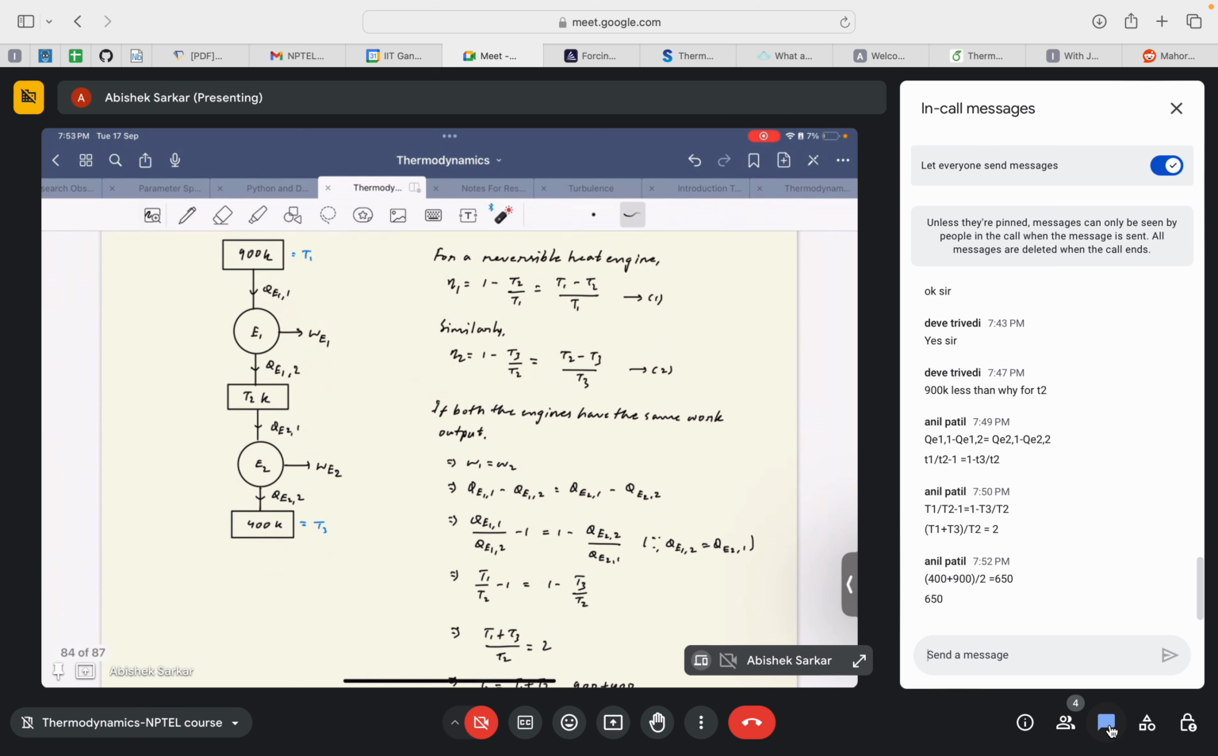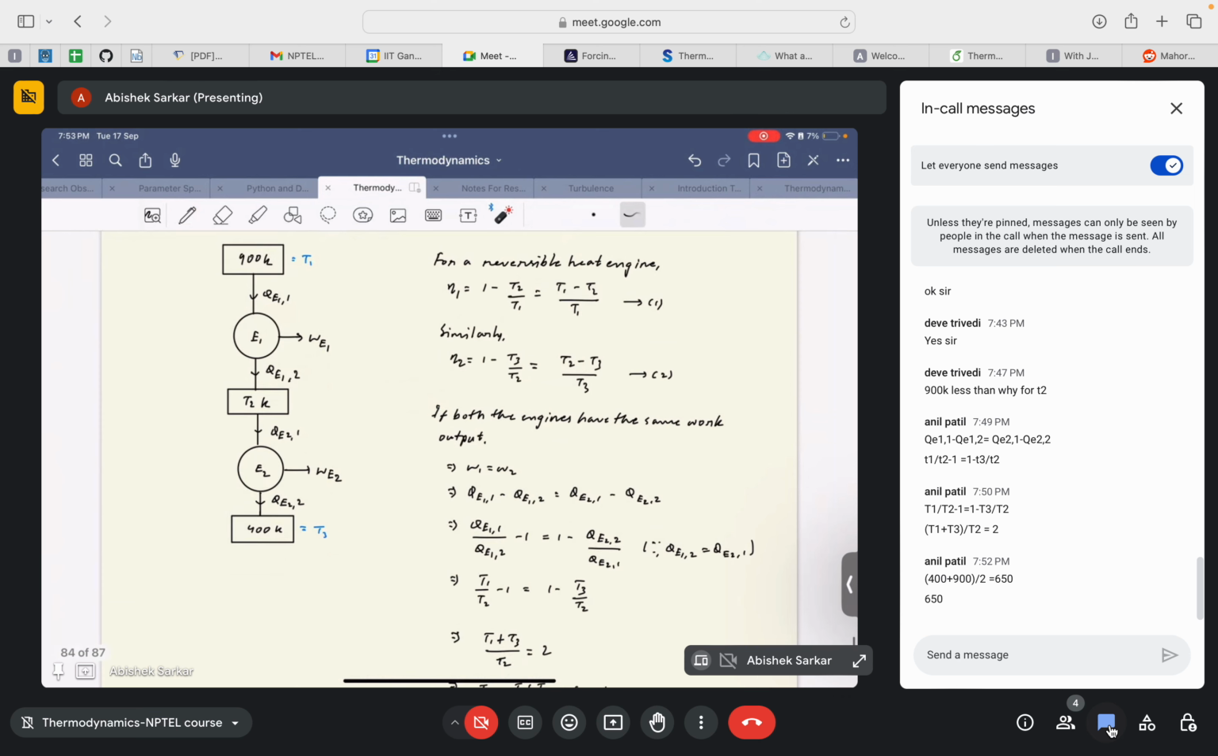Okay, so the first case is if both the heat engines have the same work output, then WE1 is equal to WE2. Then we know that for a cyclic process, the net work output is equal to the net heat interactions, so WE1 would be equal to QE11 minus QE12, right?